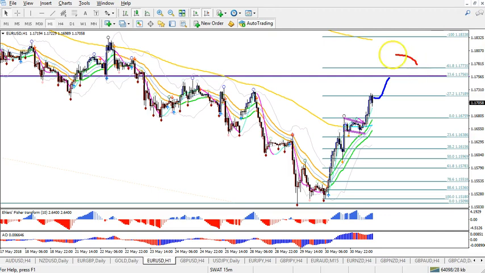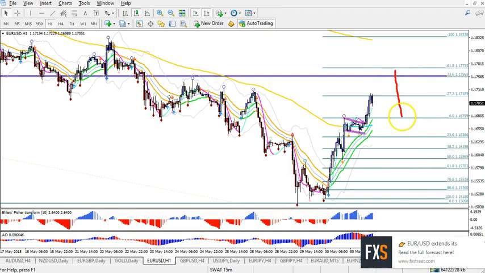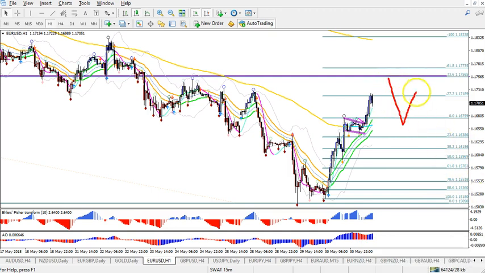But eventually, I expect price to turn roughly in this zone and make a 3-wave pattern back in ABC. Now, will this happen? I have no idea. But this is what I'm looking for. I'm looking for price to make a sharp fall, then a retracement back up, and then a wave C.